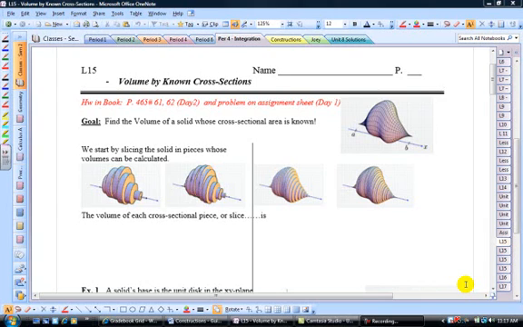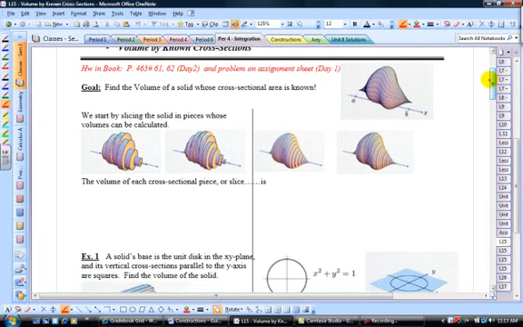This is Mr. Ainsworth. We're going to get into what's called volume by known cross sections using all of your integration techniques. So take a look at this irregular volume to the upper right here. We want to figure out the volume of it from the bounds from A to B along a certain axis right here. To find this volume, we are going to start slicing it into pieces in which we can find the volume of it.